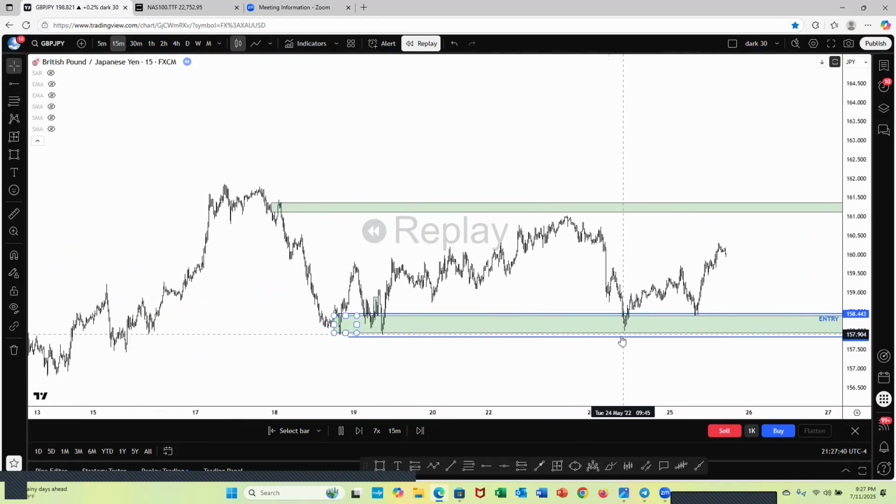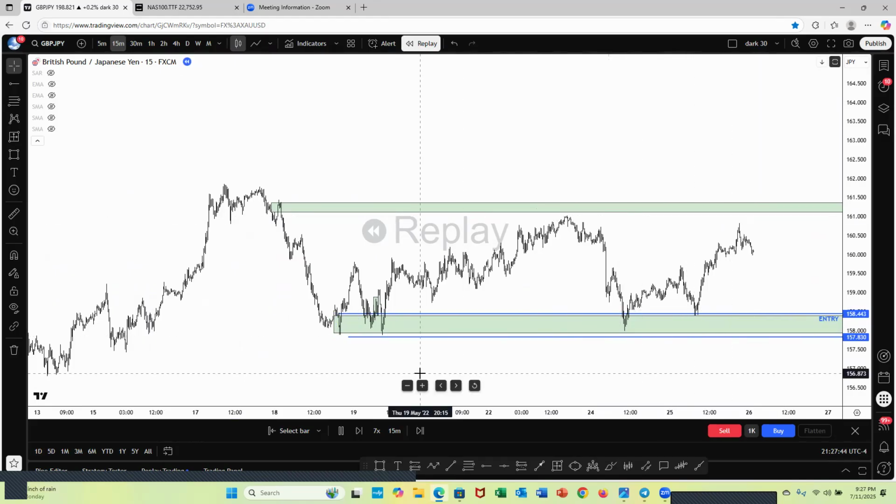And look what it did. It went right back into it. It didn't hit this stop loss when I moved it, and it went right back up. Yeah, that's crazy. That's another entry, and not even that. Hold on.